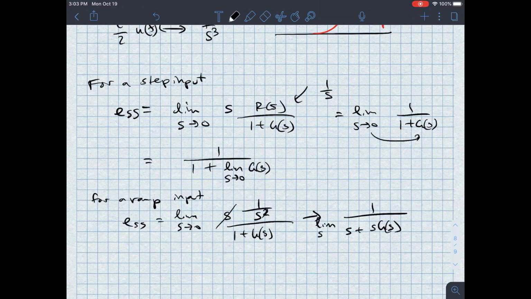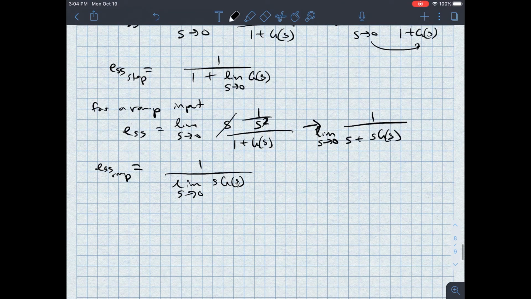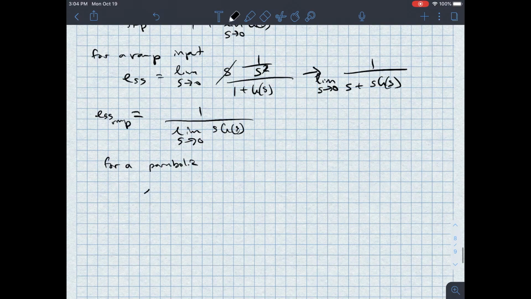And I'm taking the limit as s approaches 0. So that's equal to 1 over the limit as s approaches 0 of s g of s. So I now have steady state error for a step and steady state error for a ramp. Let's look at one more, for a parabolic. Using the same procedure, I'll find that ESS parabolic is equal to 1 over the limit as s approaches 0 of s squared g of s.